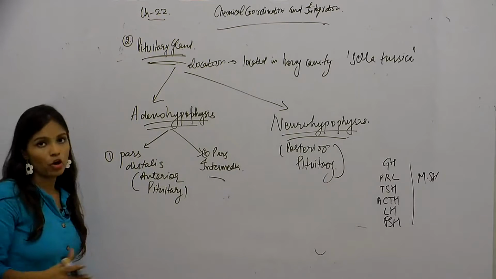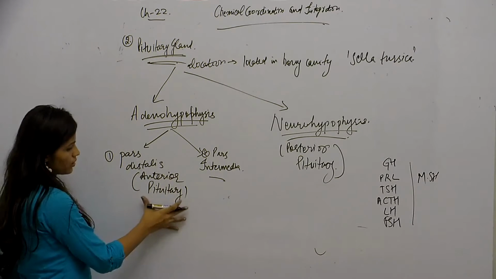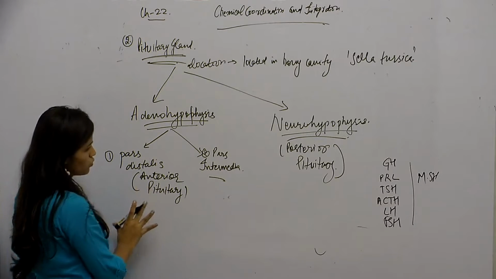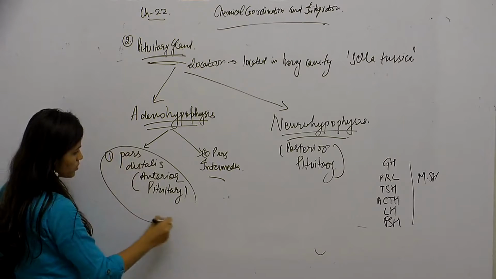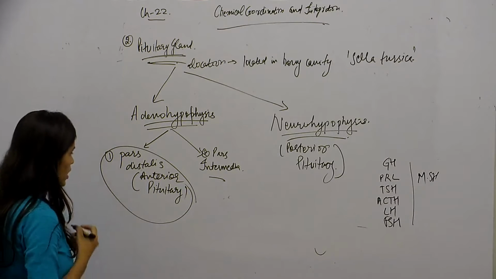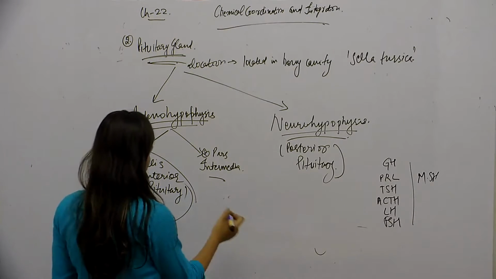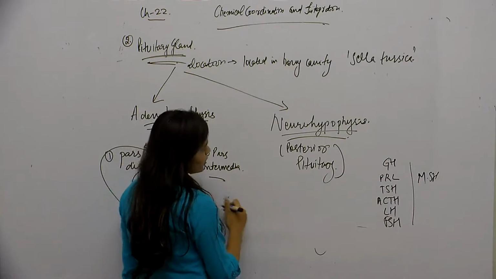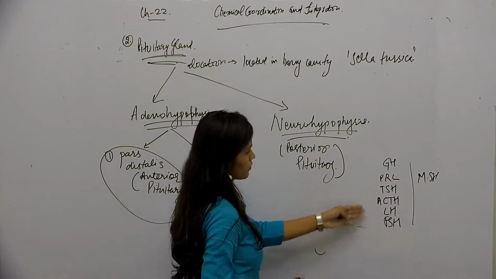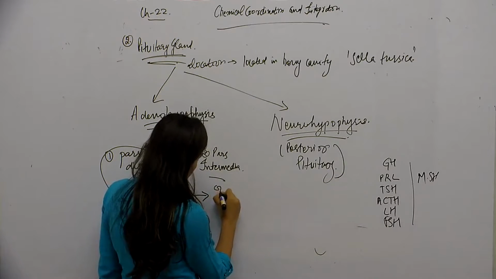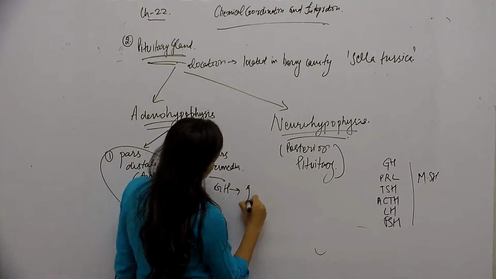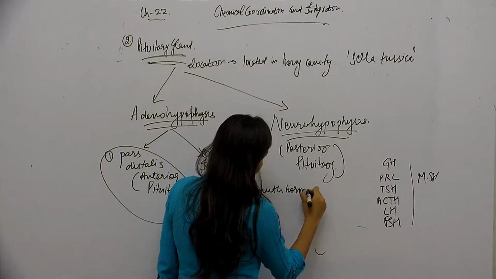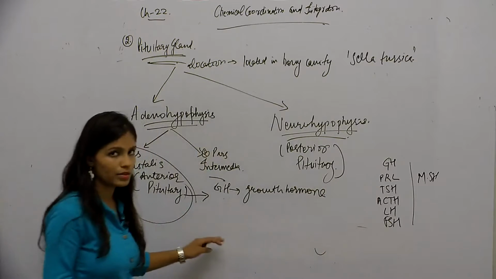So there are many hormones which are secreted by the pars distalis, which is the anterior pituitary. So let's study about those hormones which are associated with the pars distalis, anterior pituitary. The first hormone which I'll explain to you is GH, which is growth hormone. It helps in the growth.